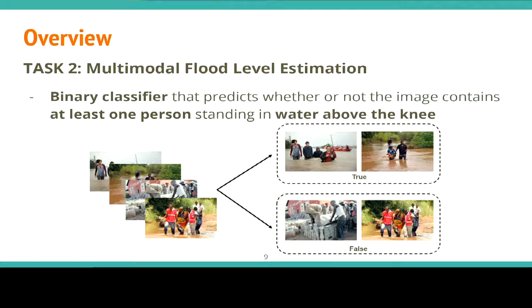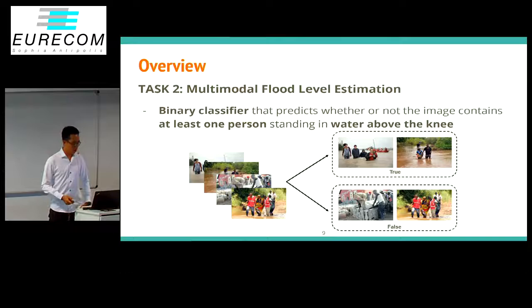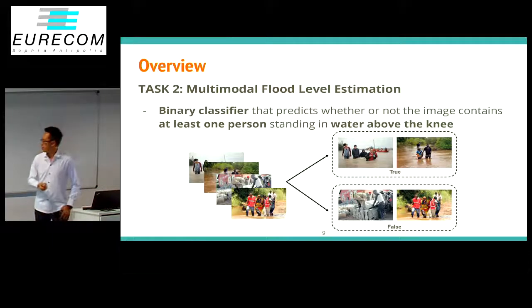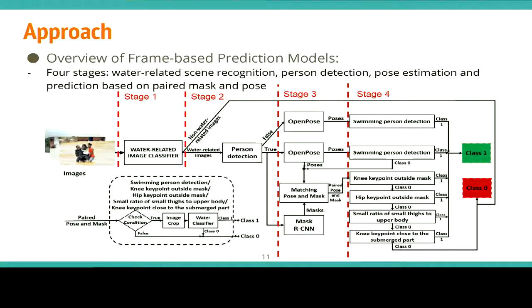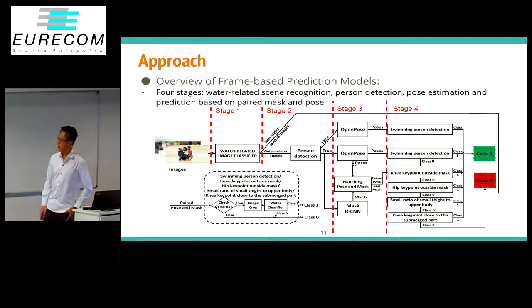For the second task, the problem they need to solve is to build a binary classifier to classify whether the image contains at least one person with the water above their knee. So here's the overview of the pipeline. They have proposed multiple hypotheses on how to detect whether the water is above a person's knee. So I'll go through each stage of the method.